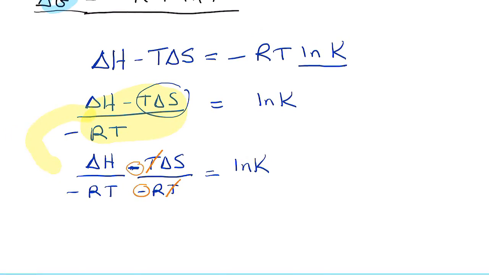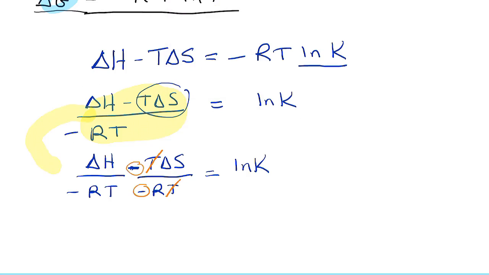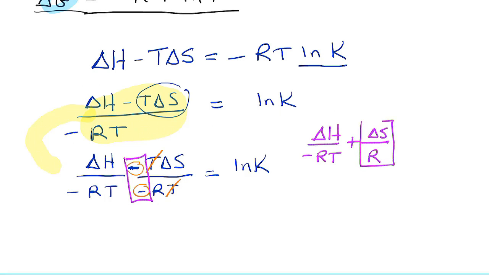So let's rewrite this now and clean it up as we simplify. What we have is delta H over negative RT, plus delta S over R, and this expression is positive, equals the natural log of K eq. That's our beautiful formula here.